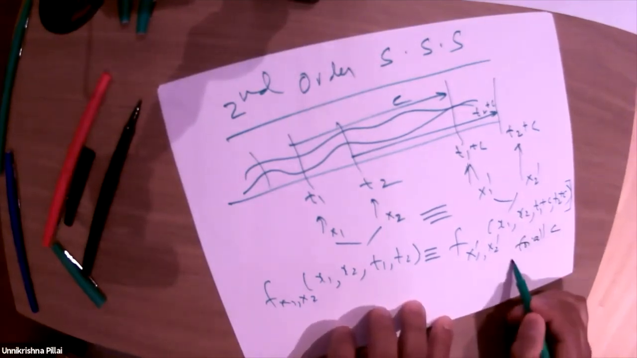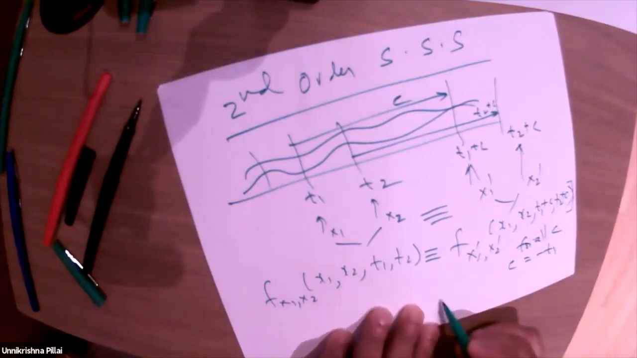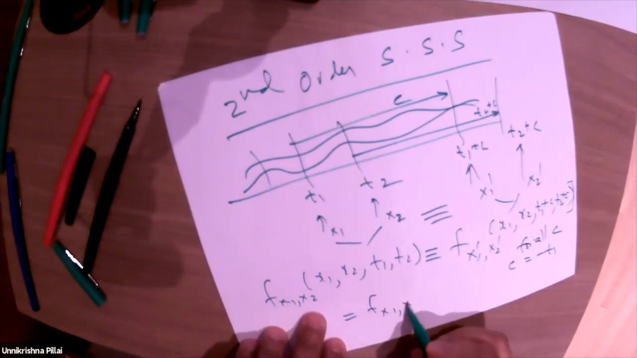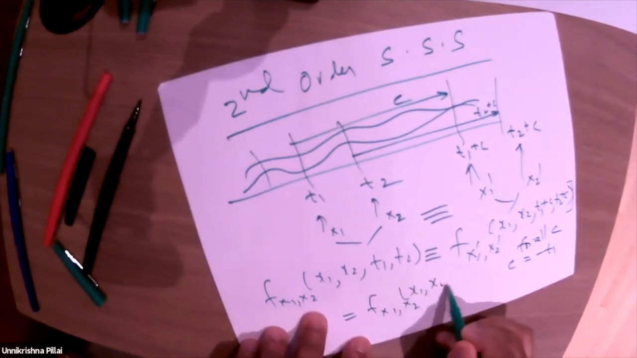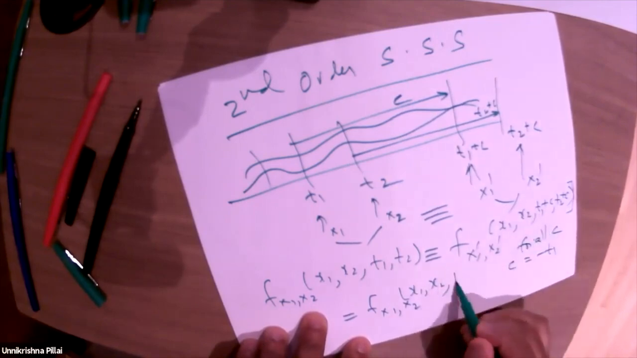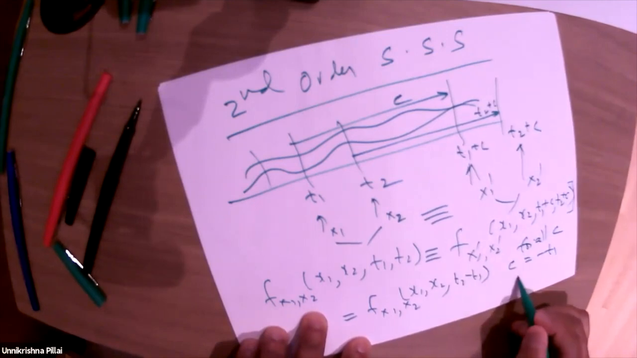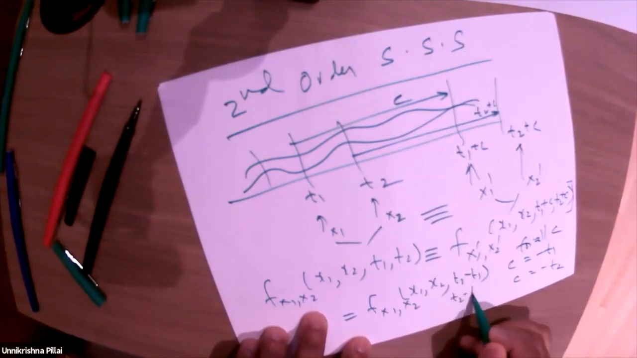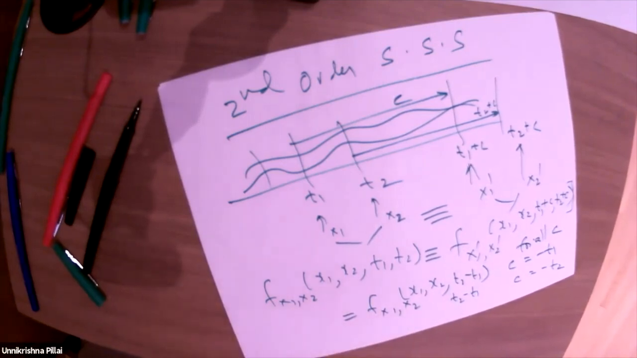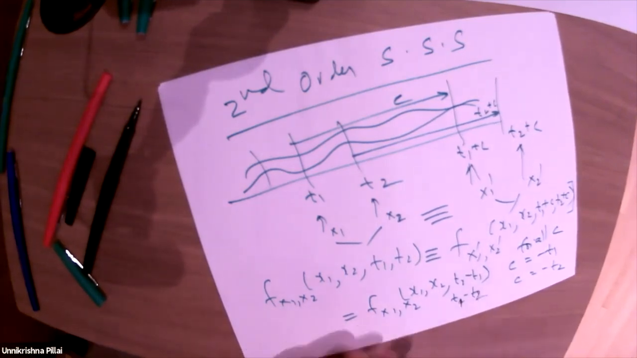For all c. So here let me put c equal to minus t1. So essentially you get this should be true, and this will become simply t2 minus t1. Or I could have put c equal to minus t2, so this will become t1 minus t2. So you can see this joint density function only depends on t2 minus t1, or t1 minus t2, or its absolute value, right? So if a process is second order strict sense stationary, then the joint density function depends only on t1 minus t2 or t2 minus t1.